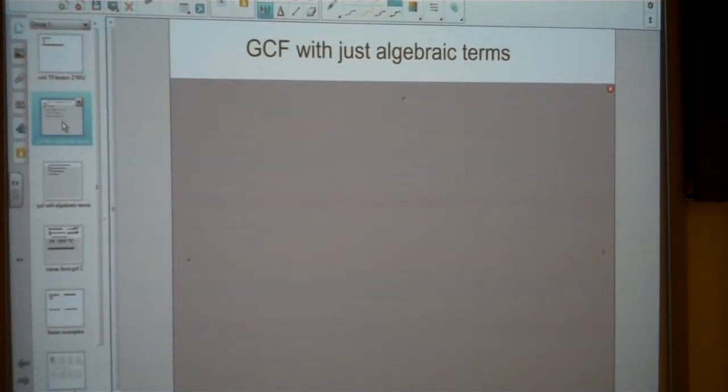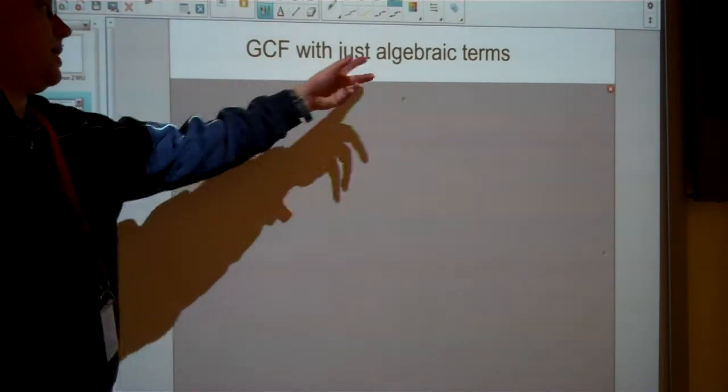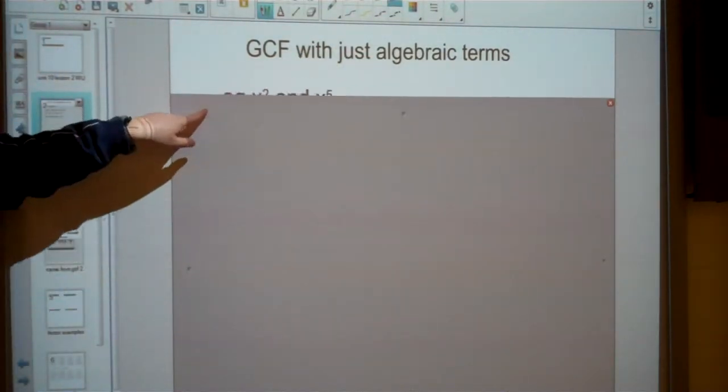So this is the second lesson from Unit 10. Last lesson we looked at GCF with just two numbers, and our homework was based on doing factor trees. And today we're going to look at what happens if we have algebraic terms as well.